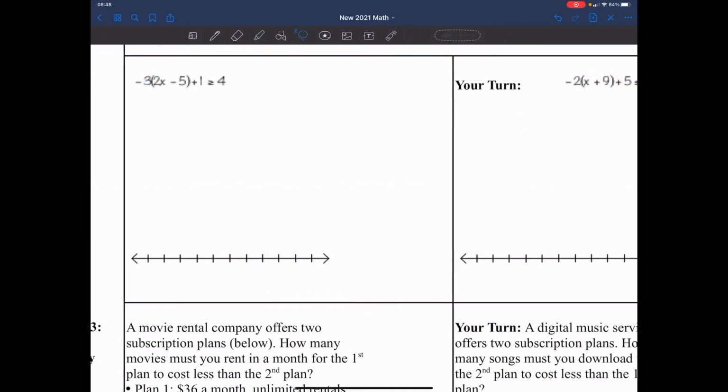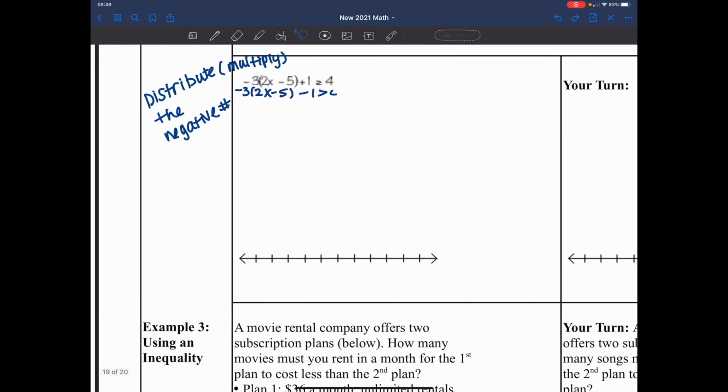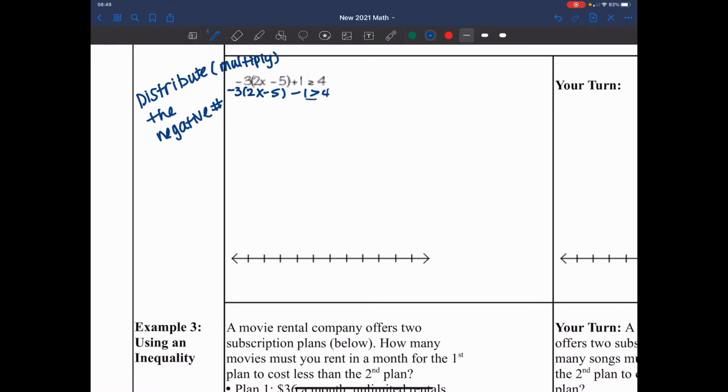Okay, so now we're looking at example 2. So example 2 says negative 3 times 2x minus 5, minus 1 is greater than or equal to 4. So in this case, we want to just write that in. We're going to distribute, which means to multiply by the negative. So when I do that, here's what I get: negative 6x plus 15 plus 1 is greater than or equal to 4. And then I collect like terms. So I have negative 6x plus 16 is greater than or equal to 4.